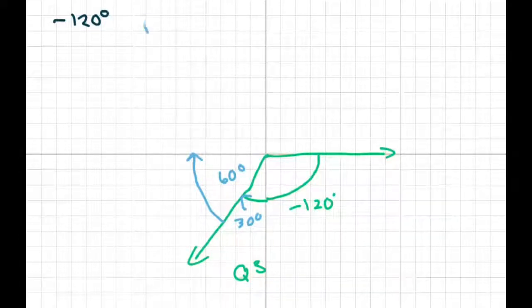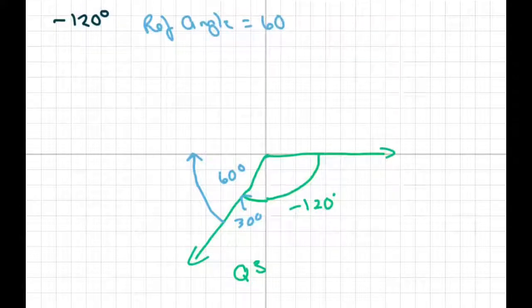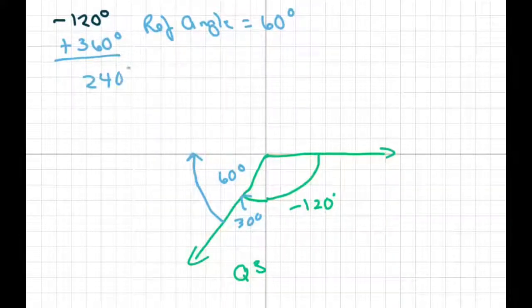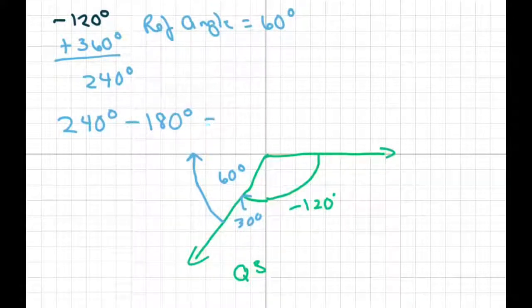So the reference angle equals 60 degrees. Okay? Alright, and if you wanted to use the formula, you'd want to first make this coterminal, and you'd get 240. Then you take your angle minus 180, since we're in quadrant 3, like I did on the first slide. And that gives you your 60 degrees.